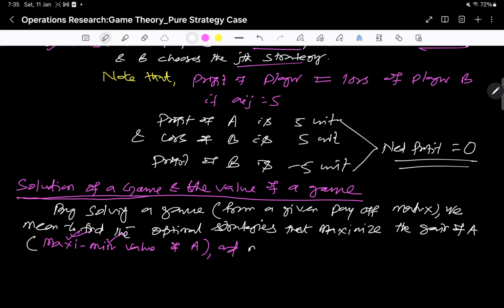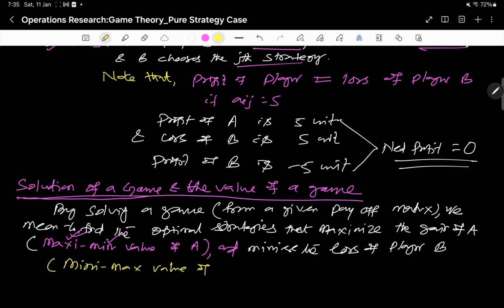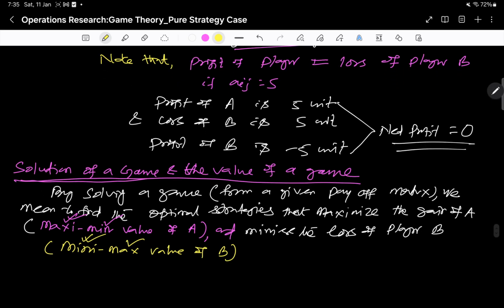And at the same time minimize the loss of player B. And exactly what does it mean? The Minimax value for B. That means we find the column maxima, then we minimize it.